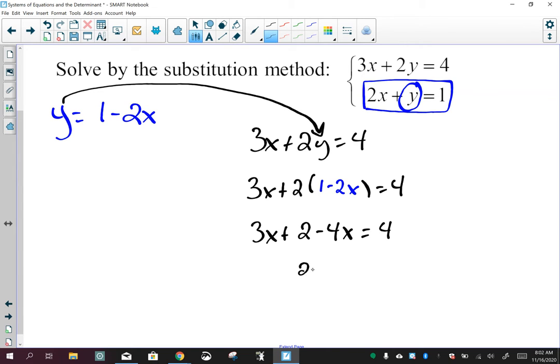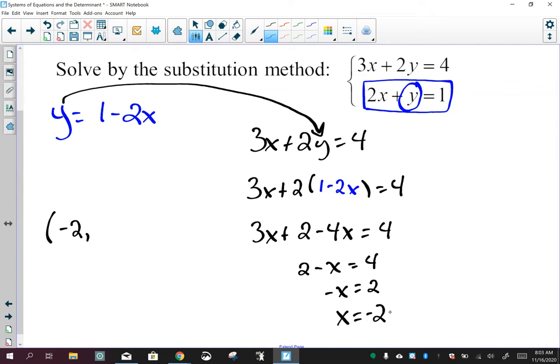So I get 2 minus x is equal to 4. I'm going to move the 2 over. I get negative x is equal to 2. So I get x is equal to negative 2. I now have the first part of my answer.